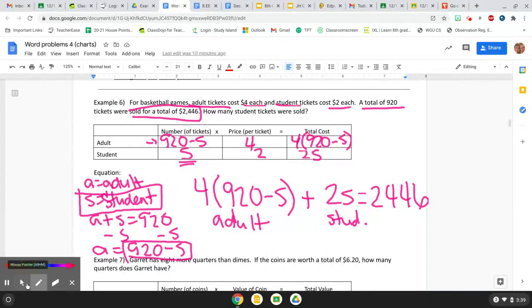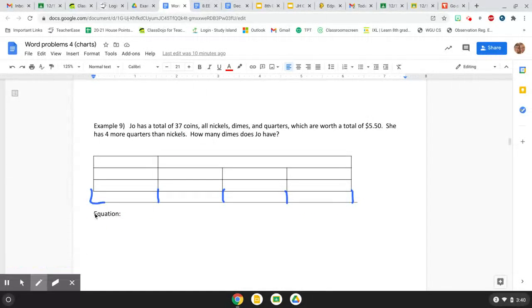I'm going to skip to the next one. Give me a second. All right, we're going to skip to example number 9. This one's pretty involved, so it's going to be a little bit long, so I'm going to give you a little bit of a warning right now. But notice that your chart is completely blank.